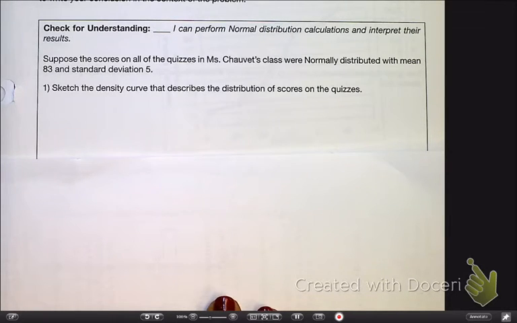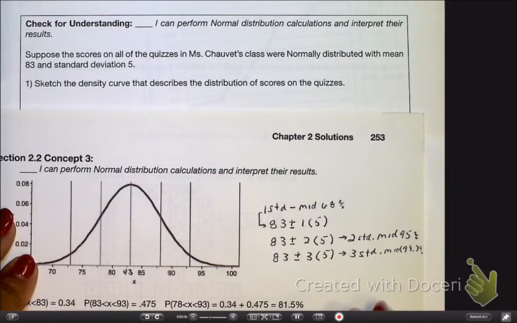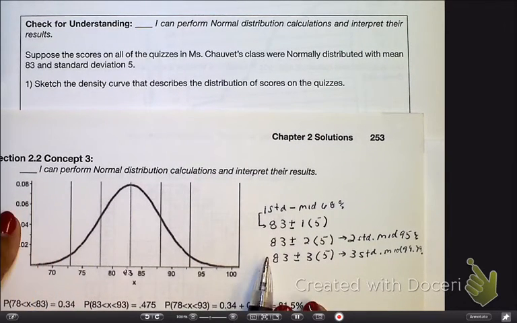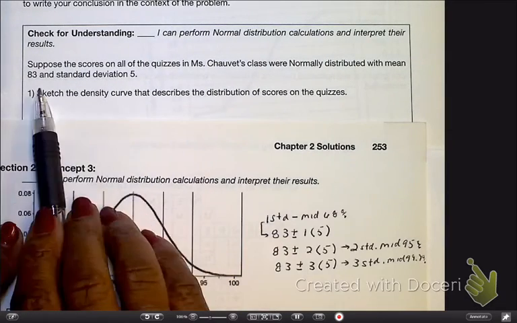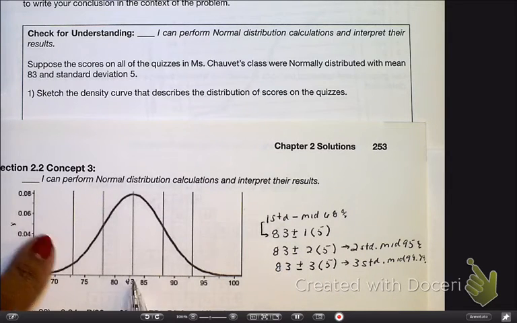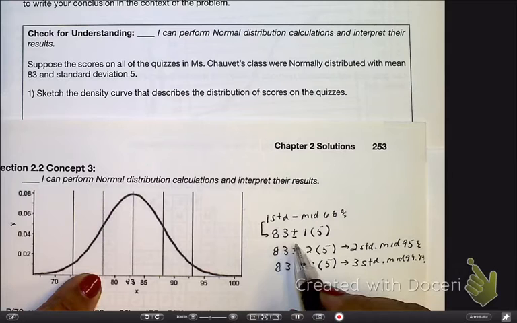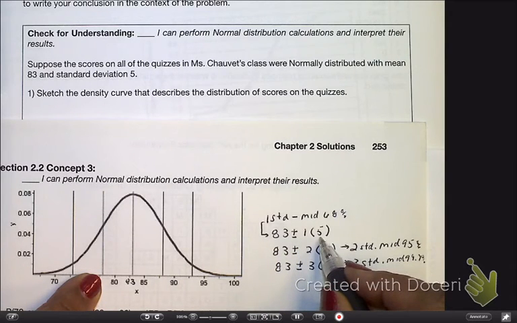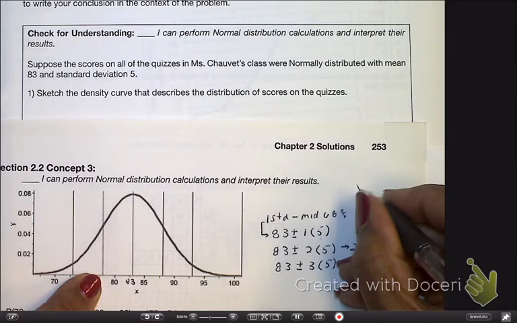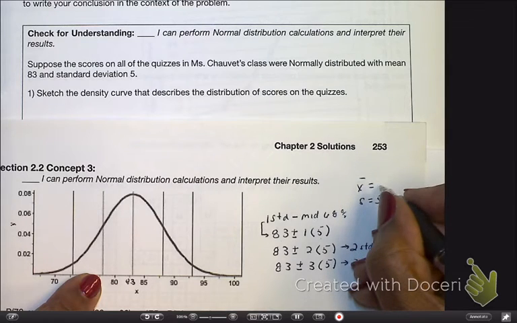So pause. Okay, so to answer one of the questions that you guys requested, is the 68, 95, 99.7 rule, being able to do the calculations. They gave us the mean of 83 and the standard deviation of 5. Remember, the middle 68% is going to be 1 standard deviation within the mean, so plus or minus. So it's 83 plus or minus 1 times the 5. The mean was given to be 83, and the standard deviation was given to be 5.